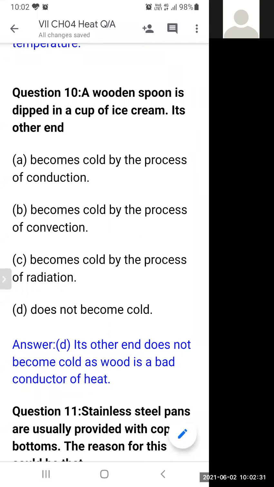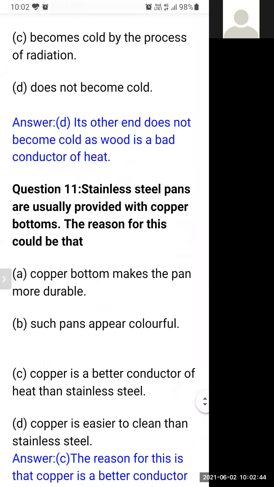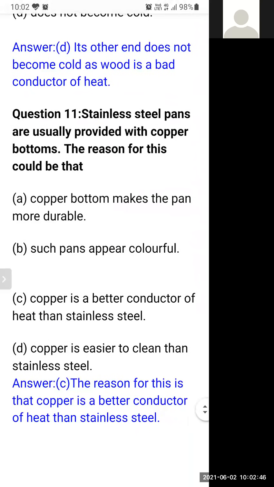So it does not become cold. Option D is the correct answer. It does not become cold because it does not allow heat to pass through it. No cooling effect will be there. That is the reason. Okay. So students, you have to learn this question along with the reason.